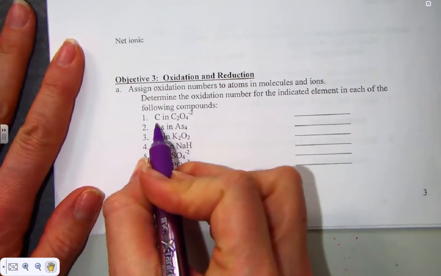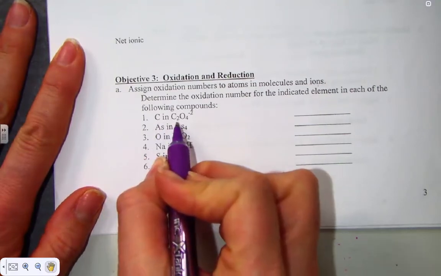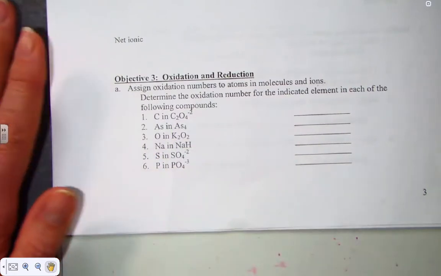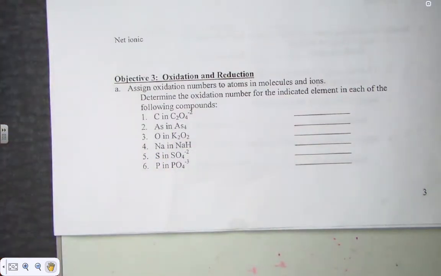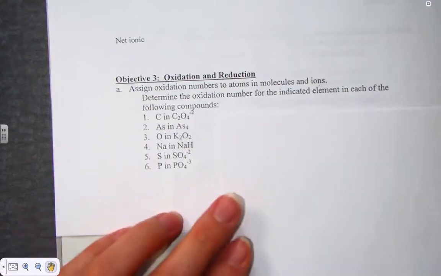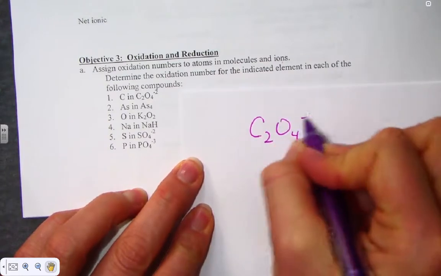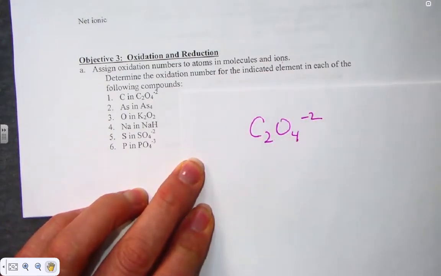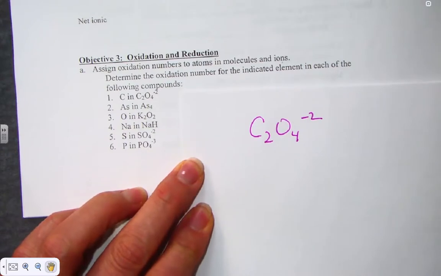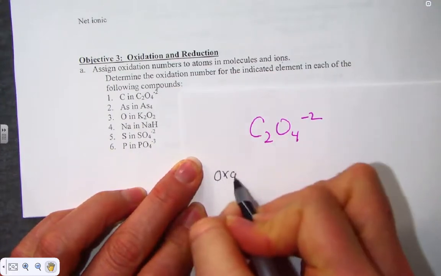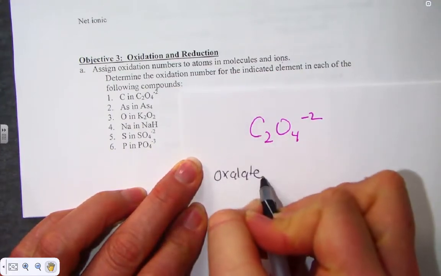For example, with number 1, the carbon in the polyatomic ion called oxalate, C2O4-2. Looking at our rules for oxidation, rule number 3 suggests that we know oxygen is always a -2, except if it's in a peroxide, which this is not. It's a polyatomic ion known as oxalate. You can find it on your polyatomic chart.